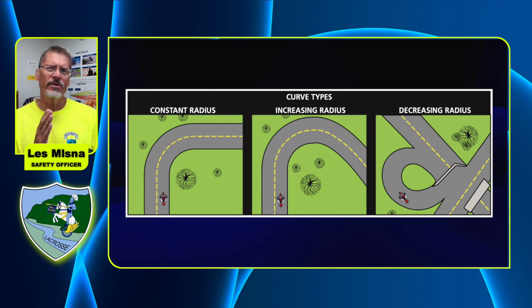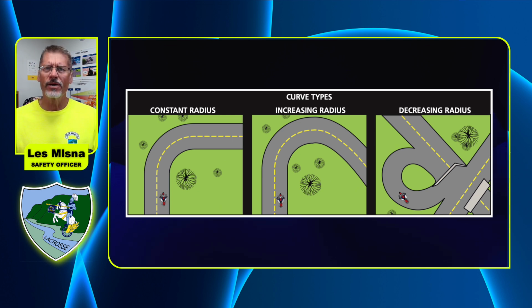There are three general curve parts as well. You have entry, apex, and exit. Entry, which is the first part of the curve. Apex, which is the middle or sharpest point in our path around the curve. And then we have exit, which is the last part of the curve.